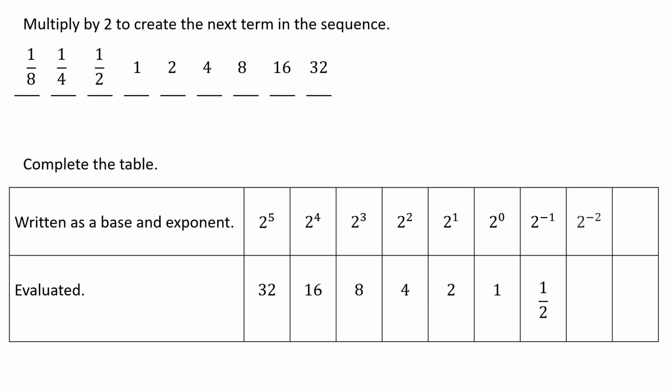Take away 1 from the exponent, so now we're at 2 to the negative 2. Well, what number has to be next in the pattern?